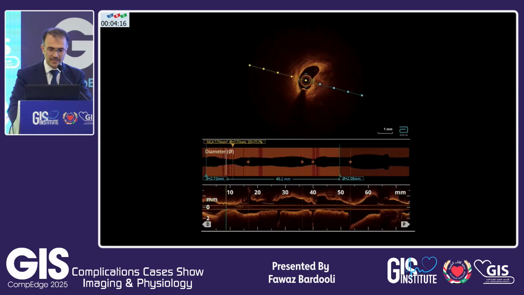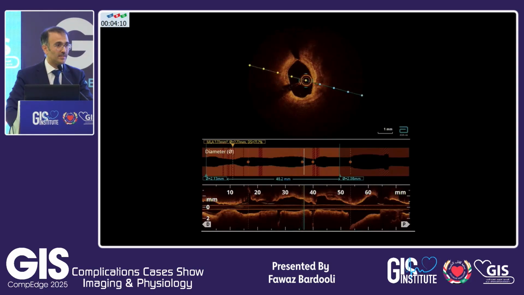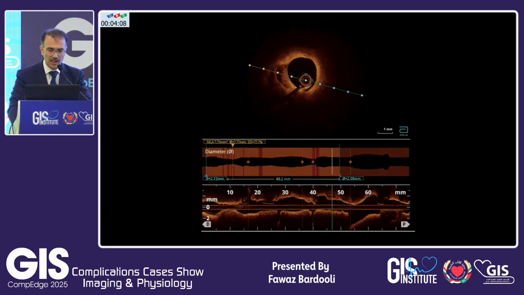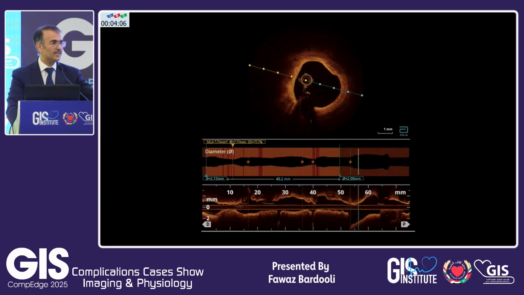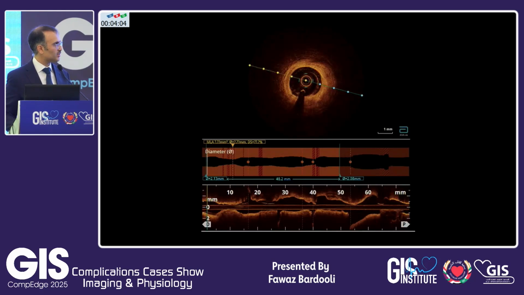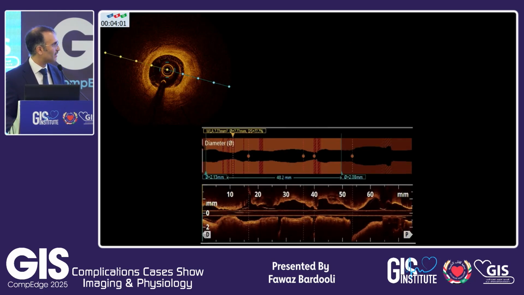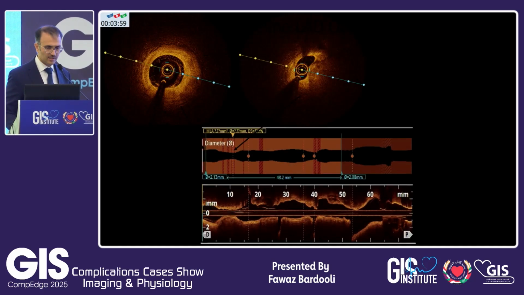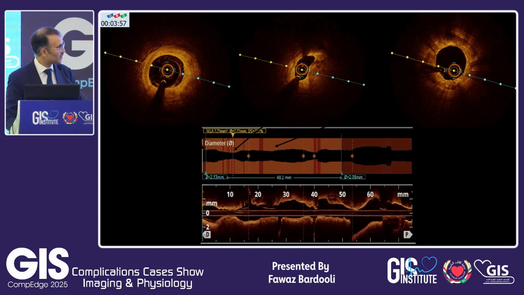Now, this is the OCT run from the LAD back to the left main, and we know that this is probably the culprit here because it's very tight. As you've mentioned, there is calcification, but what type of calcification do we have? Look at this. This is your distal, this is your lesion as well in the distal, very tight.